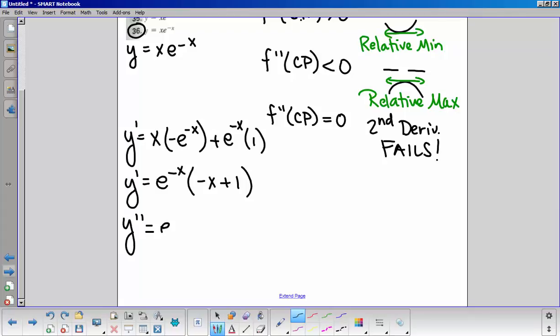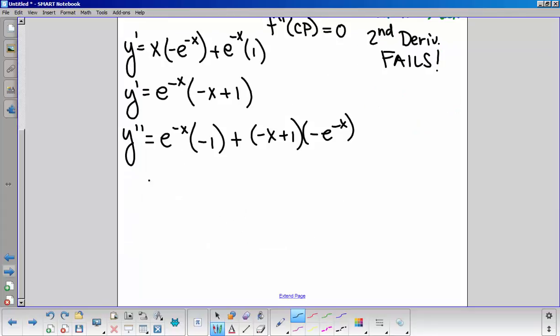Now, I'm going to take the second derivative here and use one product rule, which is nice. So we'll say first, which is e to the negative x, d second, which is negative 1, plus second, which is negative x plus 1, d first, negative e to the negative x. What are we going to factor out? e to the negative x? Or I could factor out a negative e to, well, we'll just factor out e to the negative x. And then we get negative 1, right?